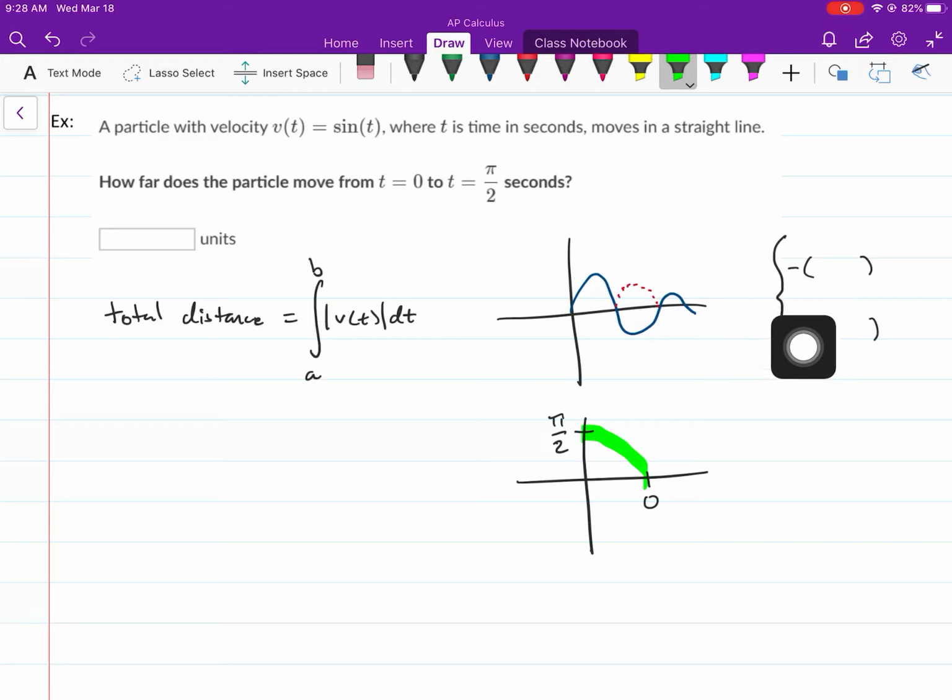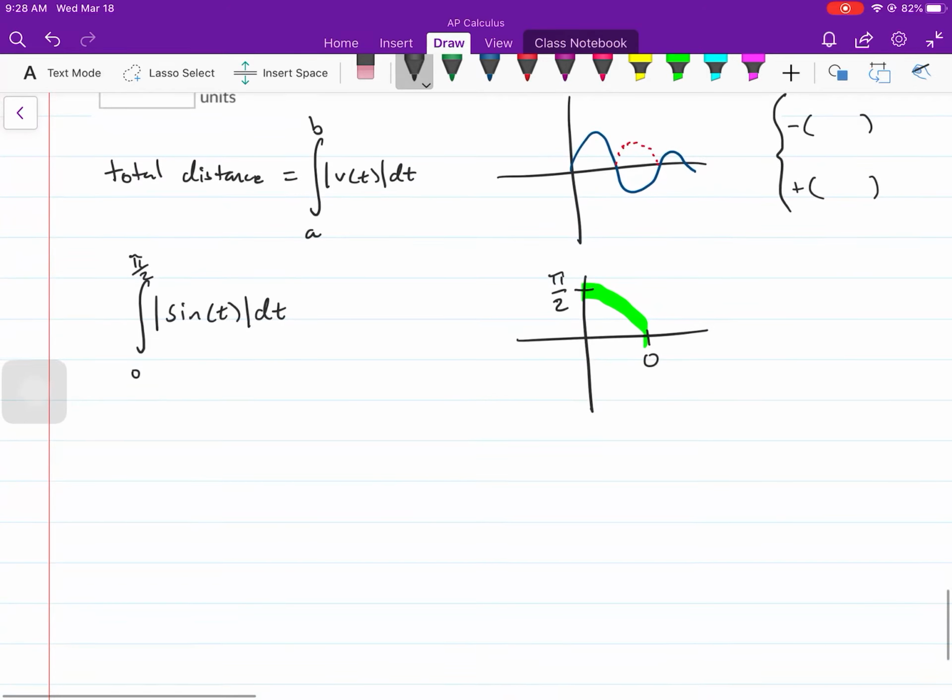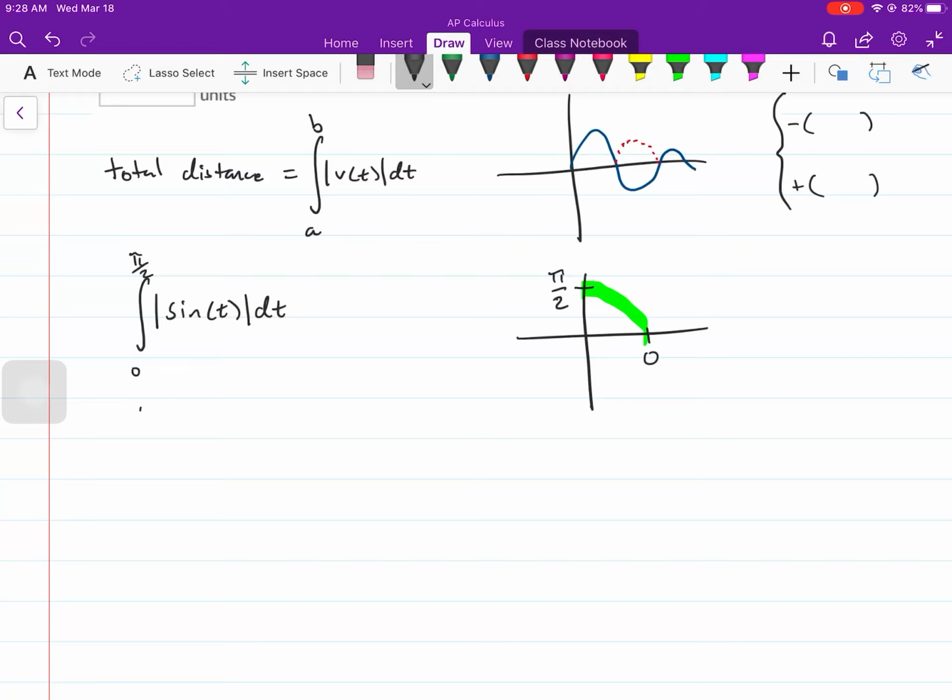I was hoping to find a problem where we had that piecewise split, but I couldn't find one. If not, you could probably find other videos on the internet for that. So all we have to do is integrate from 0 to pi over 2. And I use this trig one because I know you guys hate trig: the absolute value of sine of t dt. And once again, sine is just positive in that entire interval. So we're really just going to do the antiderivative of sine of t dt from 0 to pi over 2.